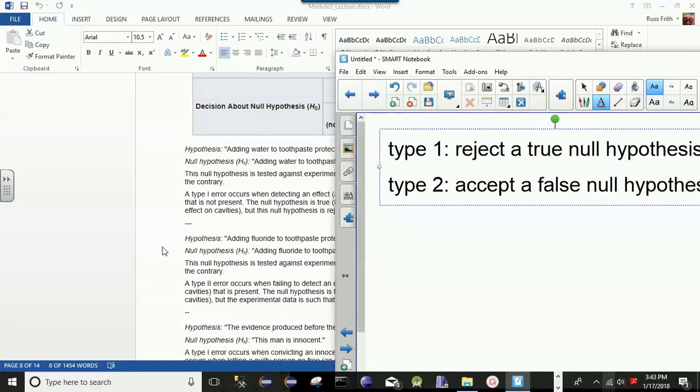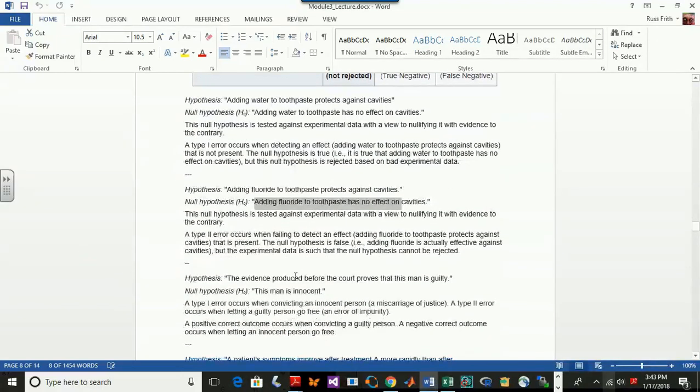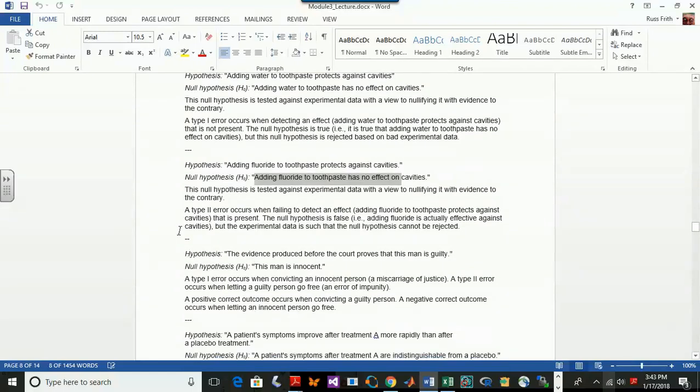Okay, so let's look at another example in jurisprudence. This will be interesting for your criminal justice majors. So the evidence produced before court proves that this man is guilty. Okay, so the null is that this man is innocent. So if this is false and you accept it, in other words, you let a guilty man free, then that's a type 2 error.